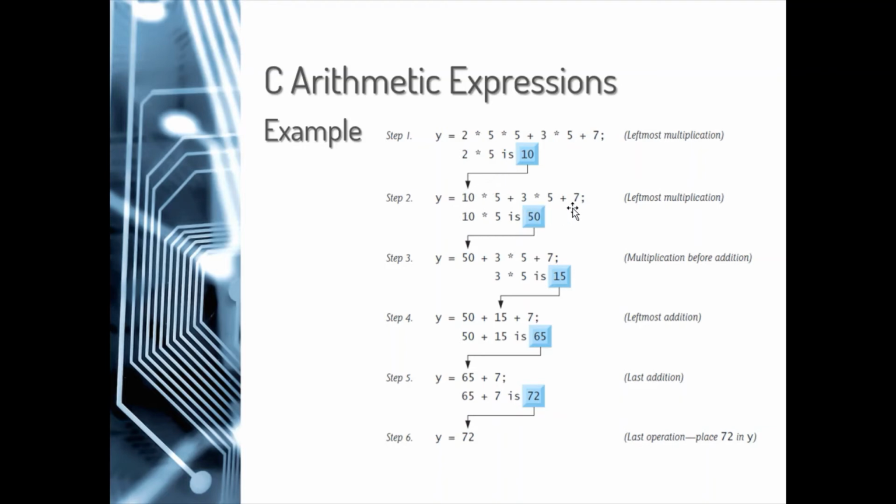Now, it has computed 10. We have times, plus, times, plus. Times is the first on the left side. It's the first one we see, so it is evaluated first. So we have 50. Now here, as you can see, plus comes first, then plus times plus.